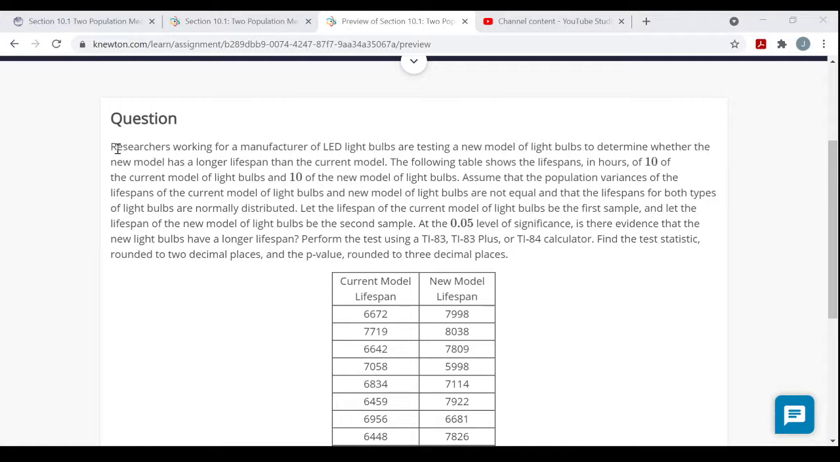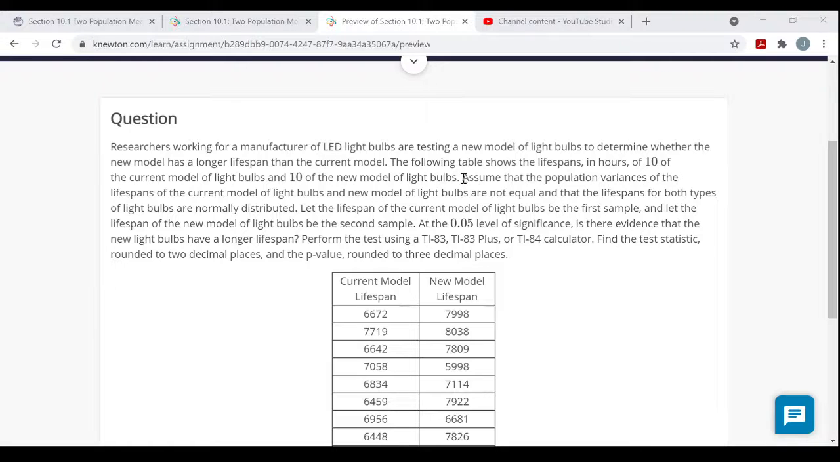So here, researchers working for a manufacturer of LED light bulbs are testing a new model of light bulbs to determine whether the new model has a longer lifespan than the current model. The following table shows the lifespans in hours of 10 of the current model of light bulbs and 10 of the new model of light bulbs.